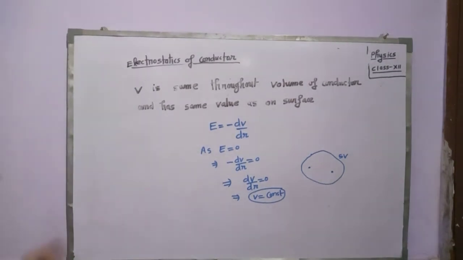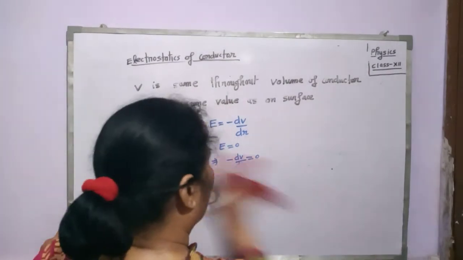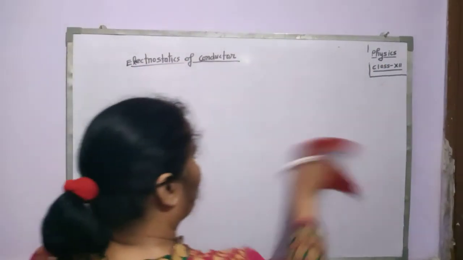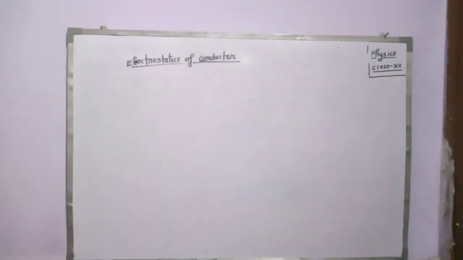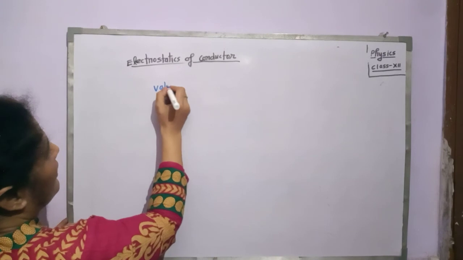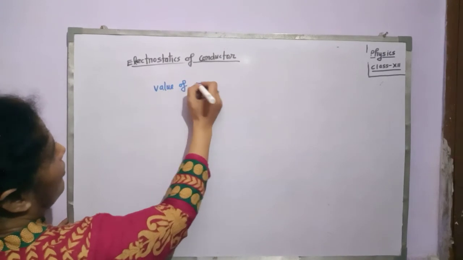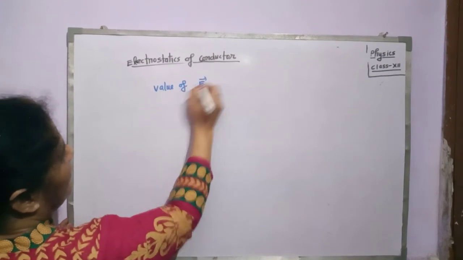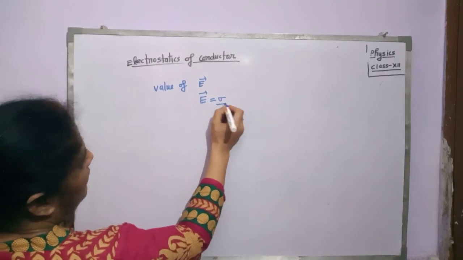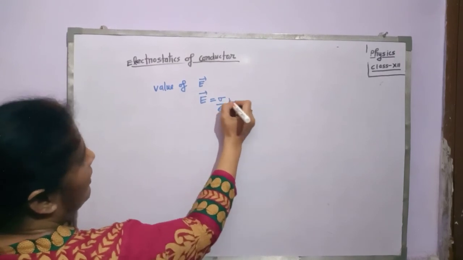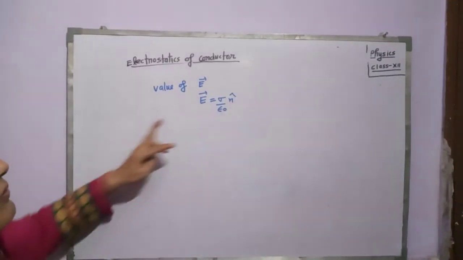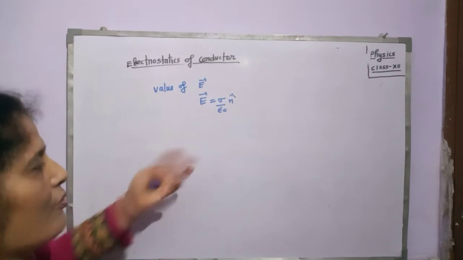And the next point is, what is the value of the electric field outside the conductor? The value of electric field E is equal to sigma upon epsilon naught n cap. This is the value of the electric field just outside the conductor.